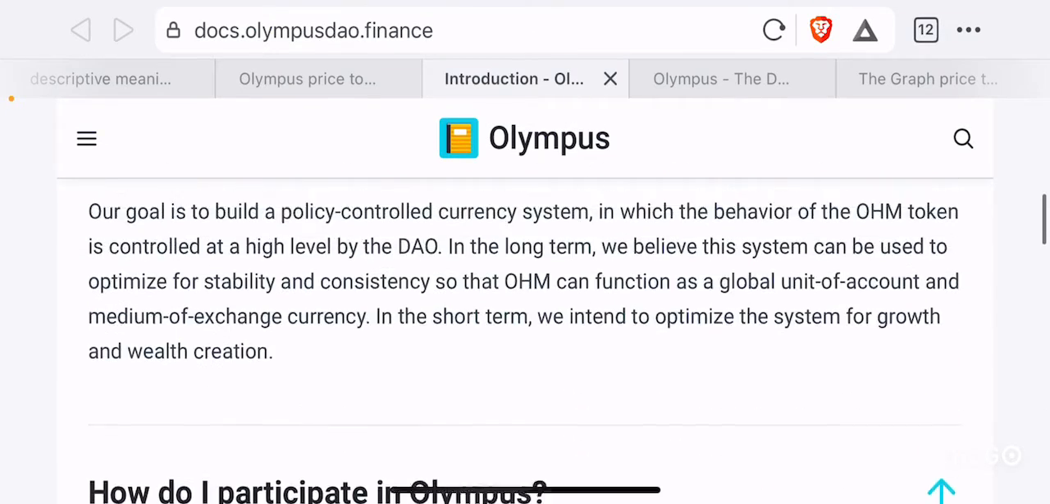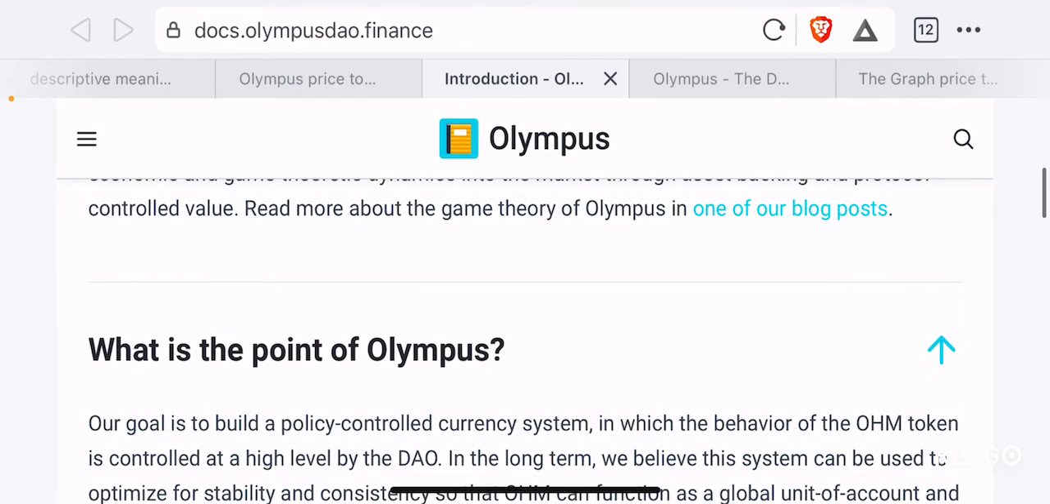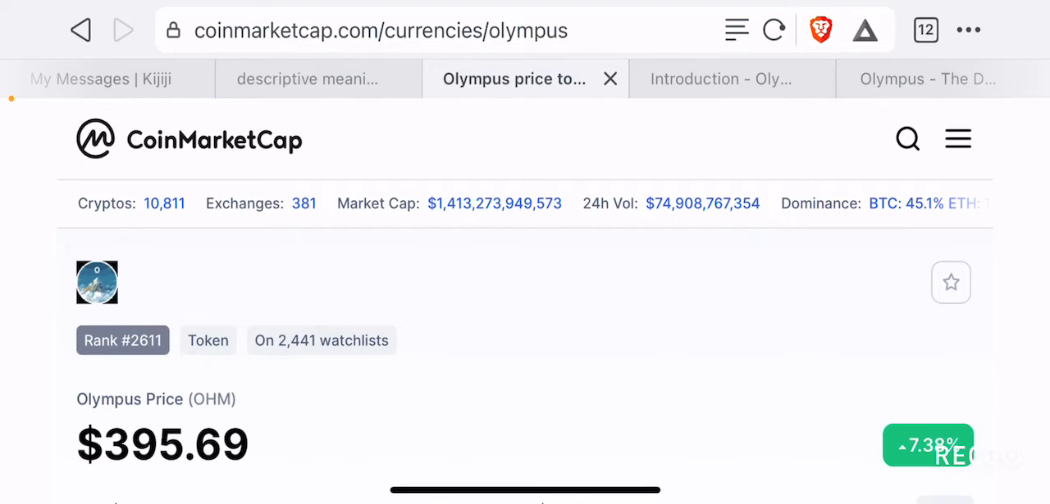So that's something that's very interesting. Overall, the project is quite interesting, but at the same time it offers a choice for people who want to do regular staking versus bonding, right?